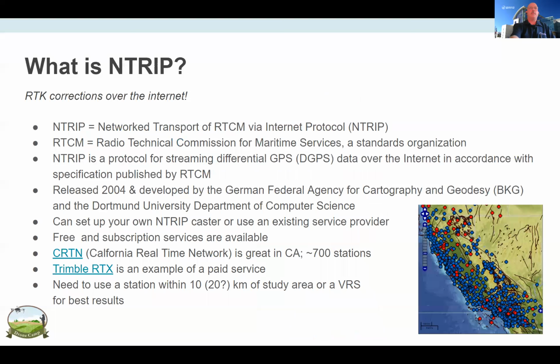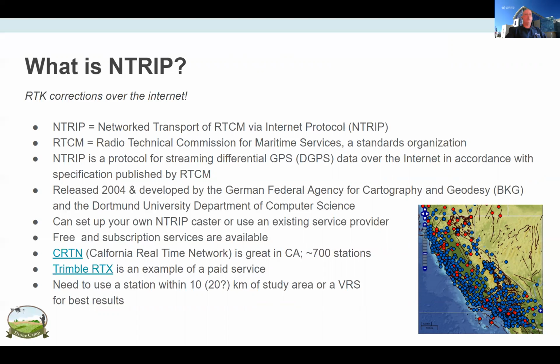So I've said NTRIP many times, and let's nail down what it is. NTRIP stands for Networked Transport of RTCM via Internet Protocol. RTCM stands for Radio Technical Commission for Maritime Services. It's a standards organization. So basically NTRIP is a protocol for streaming differential corrections, DGPS corrections data, over the internet in accordance with the specifications published by RTCM.